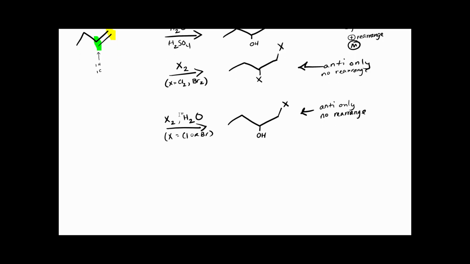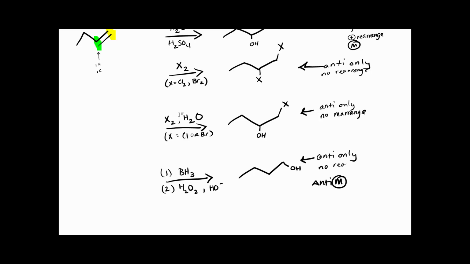Then we have hydroboration oxidation. Hydroboration oxidation is where we have two steps. So we have our boron trihydride, and then we follow it with some peroxide and a base. And when we do that, we form the primary alcohol. This is anti-Markovnikov, and it is an anti-addition only. This is hydroboration oxidation. It is anti-addition only, and there is no rearrangement. So there's no rearrangement to worry about.